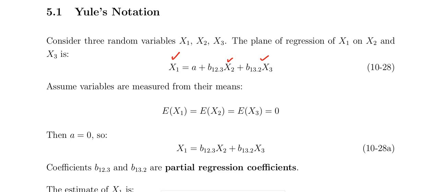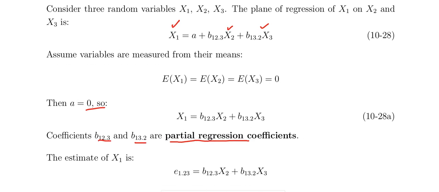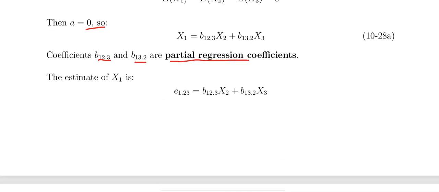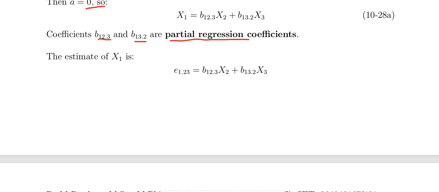Assume the variables are measured from their means, that is, E of x1, E of x2, E of x3 equal to 0. Then a equal to 0, and x1 equal to b123 x2 plus b132 x3. The coefficients b123, b132 are called the partial regression coefficients. And the estimation of x1 is called e1.23, the estimation of x1.